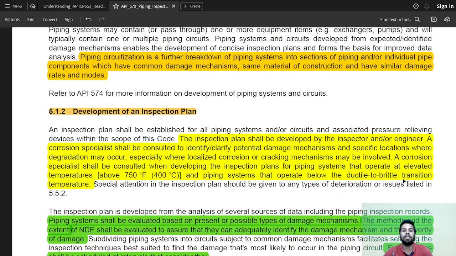A corrosion specialist shall be consulted when developing an inspection plan for a piping system that operates at elevated temperatures above 400 degrees Celsius, and for piping systems that operate below the ductile to brittle transition temperature. This is generally the case, which can be identified by impact testing. So in those cases, the corrosion specialist may need to be consulted. If the inspector is knowledgeable enough, he can generally do it, but generally a corrosion specialist would be needed. Okay.